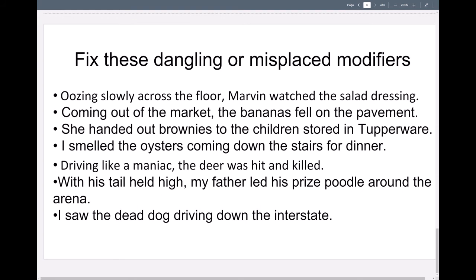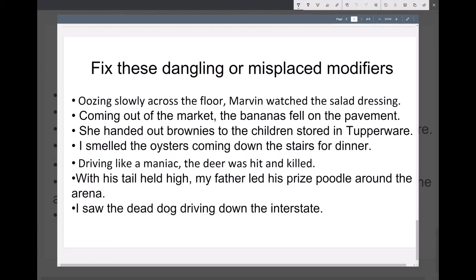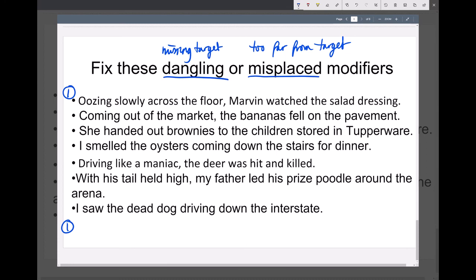So here are some sentences that would help you practice fixing dangling and misplaced modifiers. Now remember, dangling modifiers are missing target words in the sentence, and misplaced modifiers are too far away from the target. So let's try the first sentence. We'll try one at a time. Use the space here for sentence 1. Oozing slowly across the floor, Marvin watched the salad dressing.